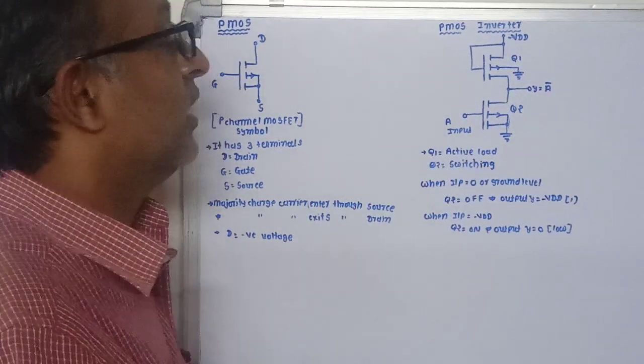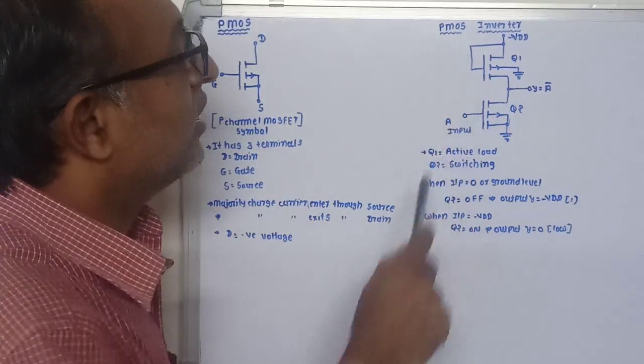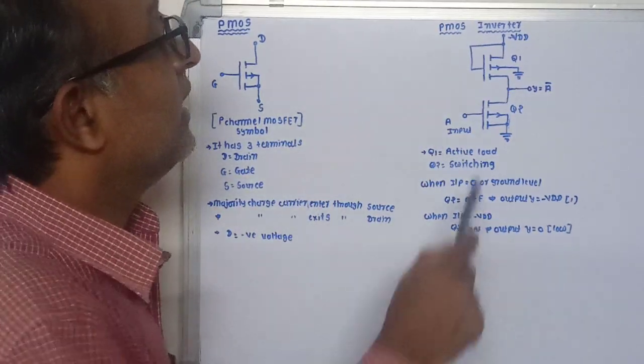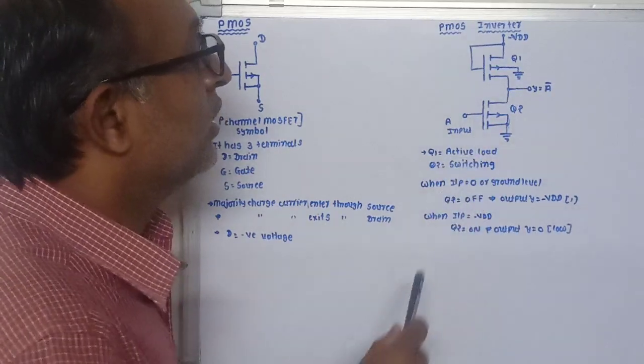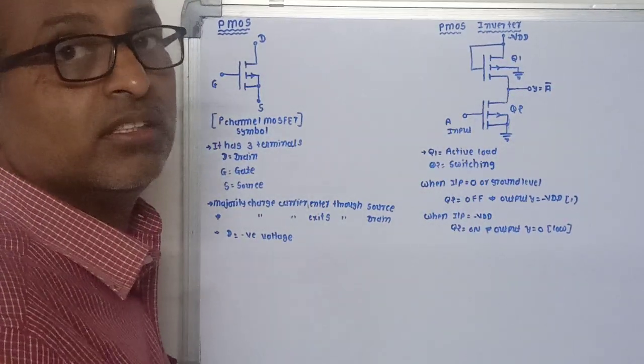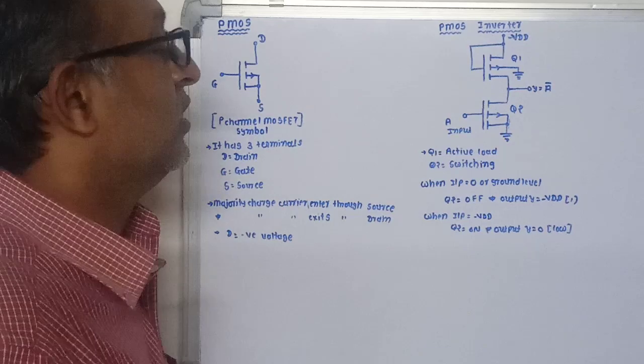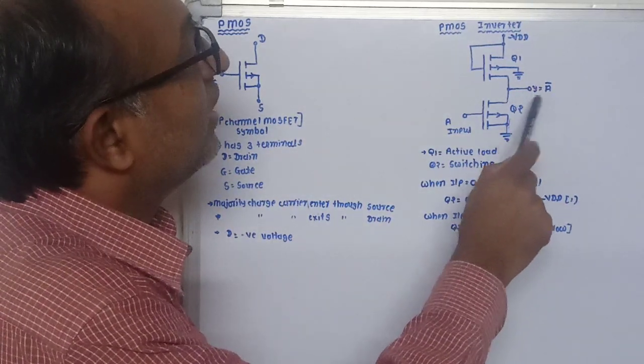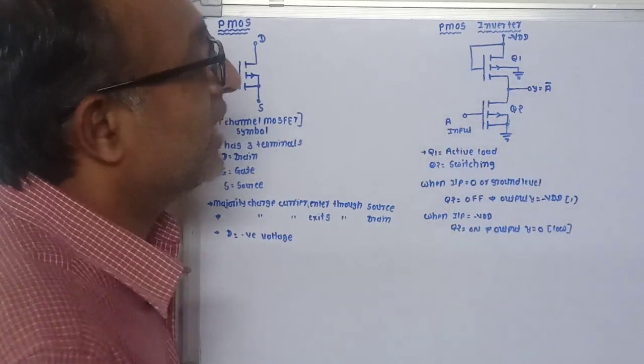Now when the input signal is at 0 level, or it is connected to the ground, at that time this MOSFET Q2 does not turn on. So at that time we will get output Y equal to minus VDD.